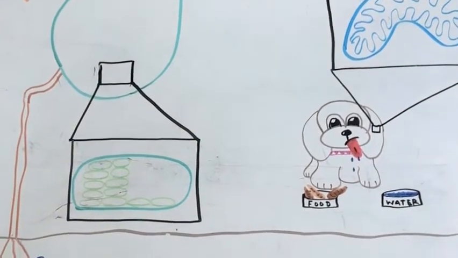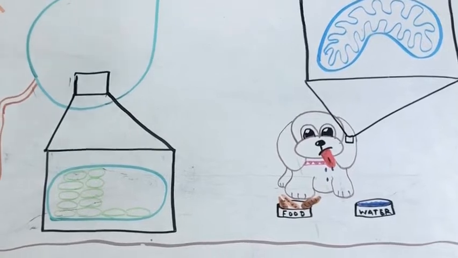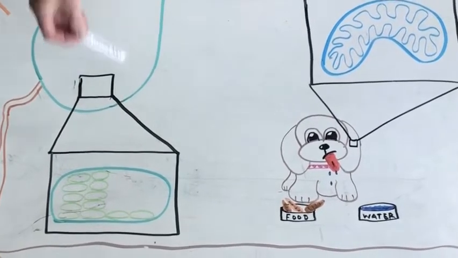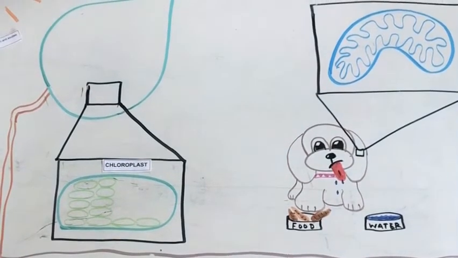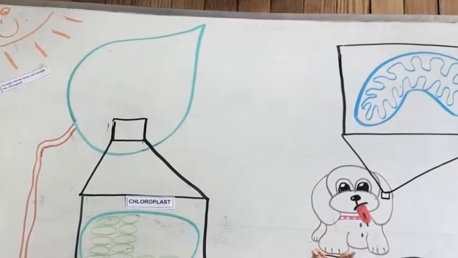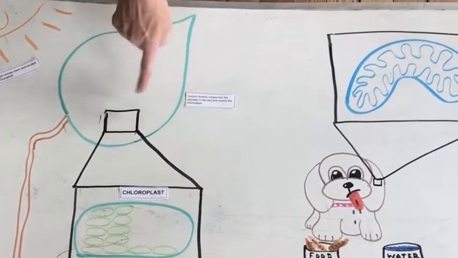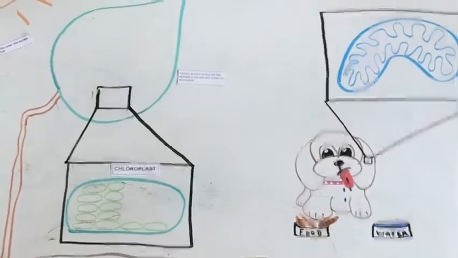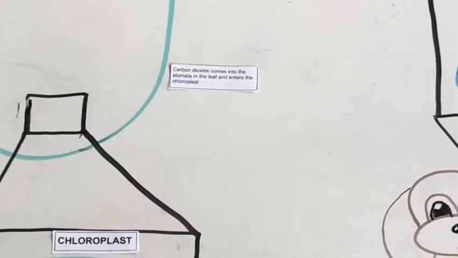So I'm going to illustrate the process of photosynthesis and cellular respiration in this diagram. We have to start off in the chloroplast. First, the sunlight shines down onto the leaf. Carbon dioxide is going to enter into the leaf through holes called stomata. The guard cells will open up to allow the carbon dioxide to come in.